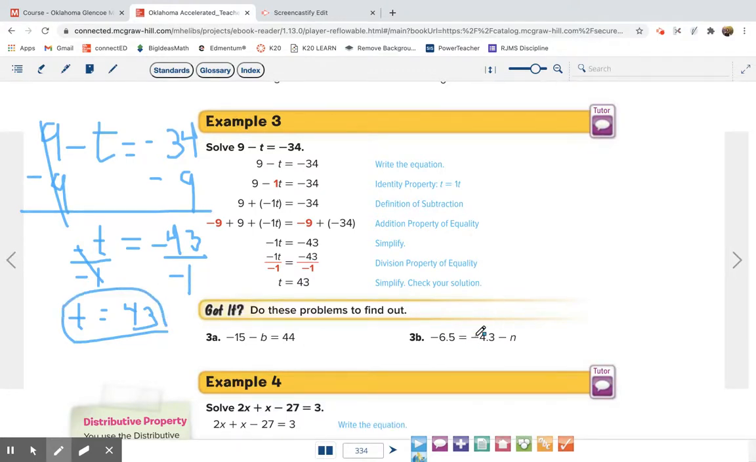Okay, so let's go ahead and try 3a. I'm not going to make you do 3b because we're going to look at some more here in a second. So try 3a, and then I will go over it with you.